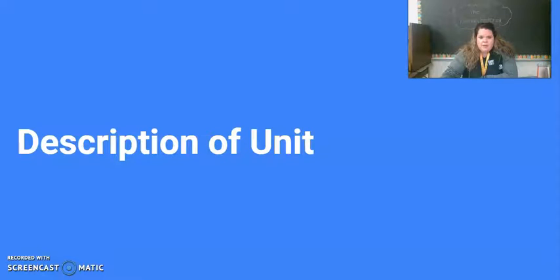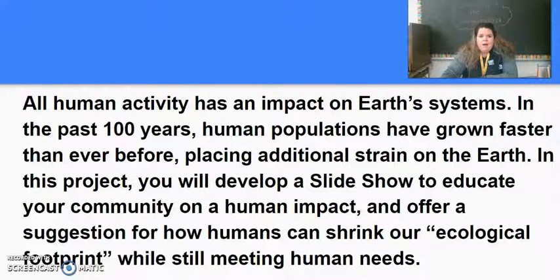Here is a description of our unit. All human activity has an impact on Earth's systems. In the past 100 years, human populations have grown faster than ever before, placing additional strain on the earth. In this project, you will develop a slideshow to educate your community on a human impact and offer a suggestion for how humans can shrink our ecological footprint while still meeting human needs.